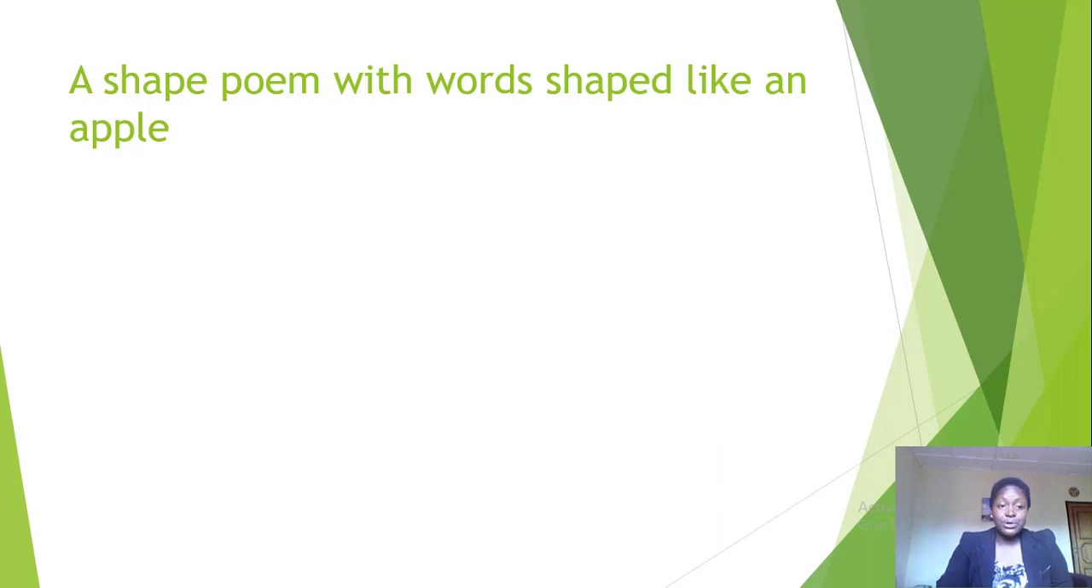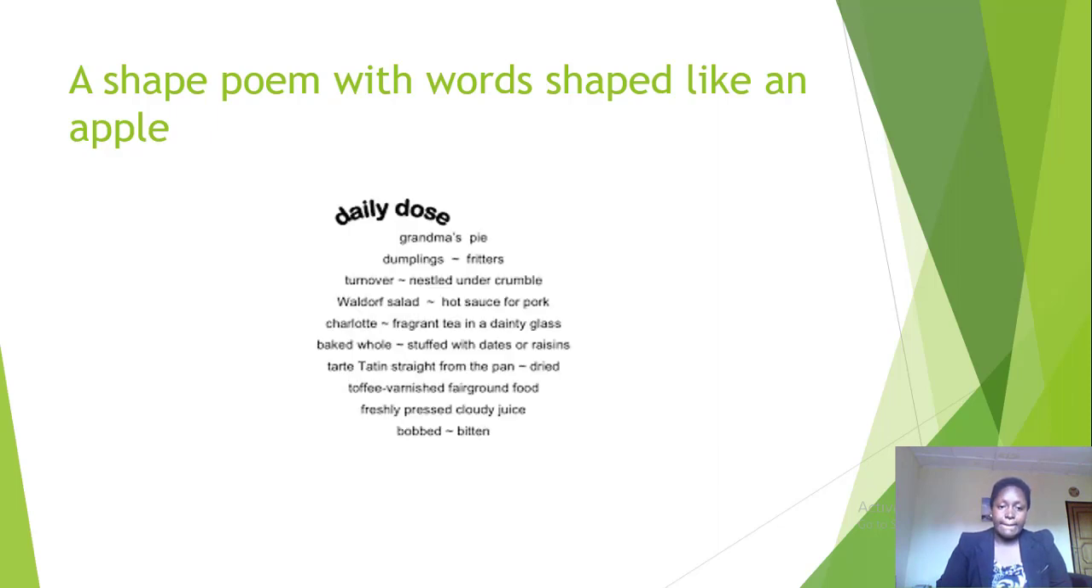Now we want to look at a shape poem with words shaped like an apple. Here they did not draw the apple, but we are going to see how the words can be arranged to take the shape of an apple. In this poem, the outer part is showing us the title, Daily Dose, which shows the stalk of an apple. Then look at the words themselves of the poem. They are taking the shape of an apple. So this is also another style in which you can decide to write your shape poem. Let us go through this one and see.